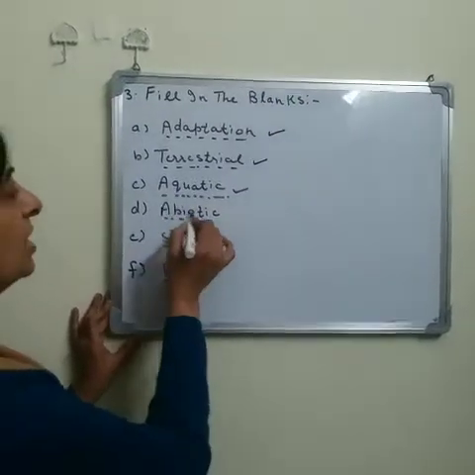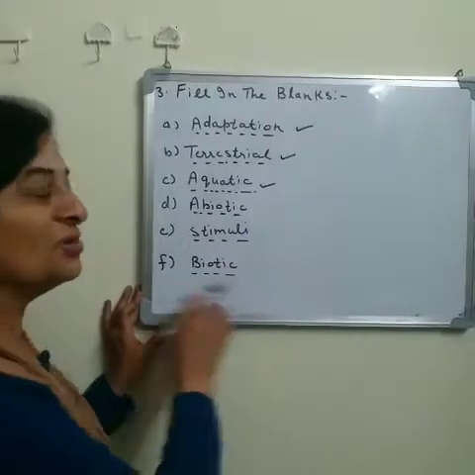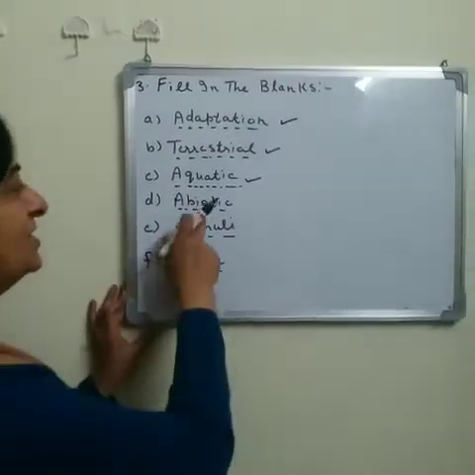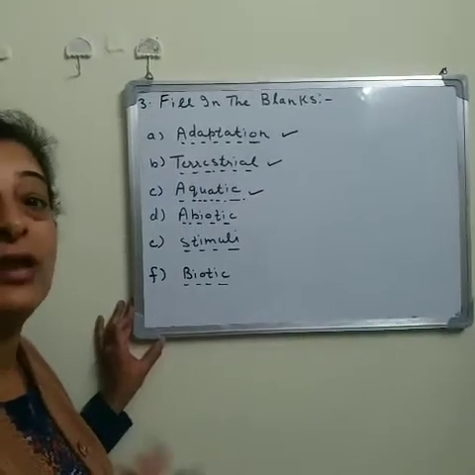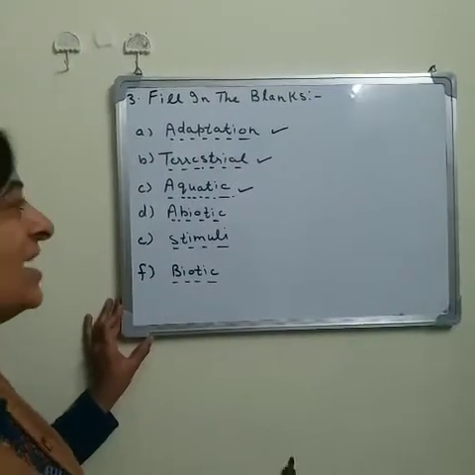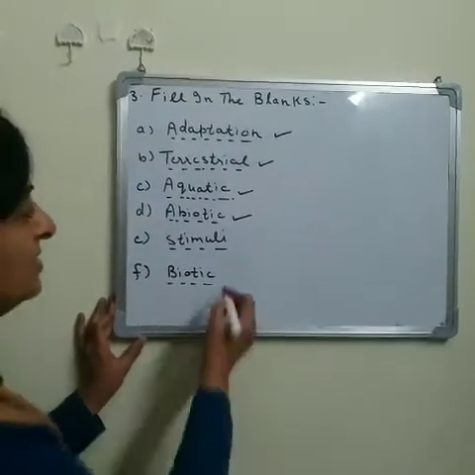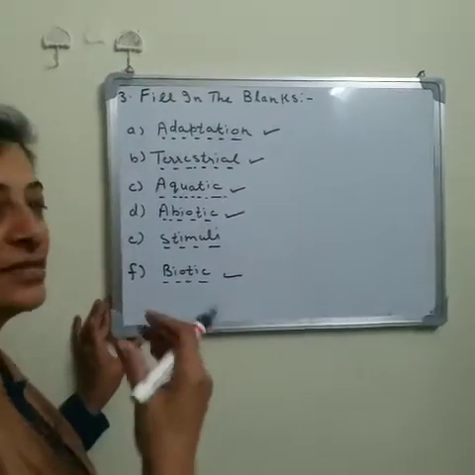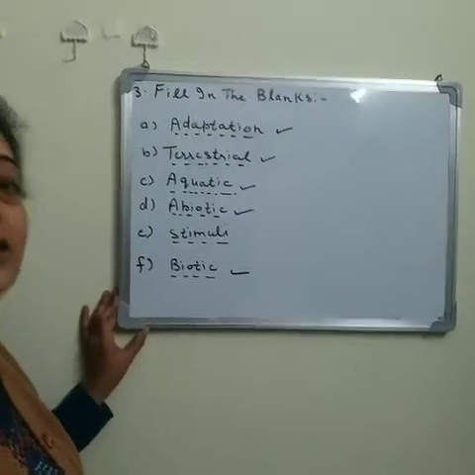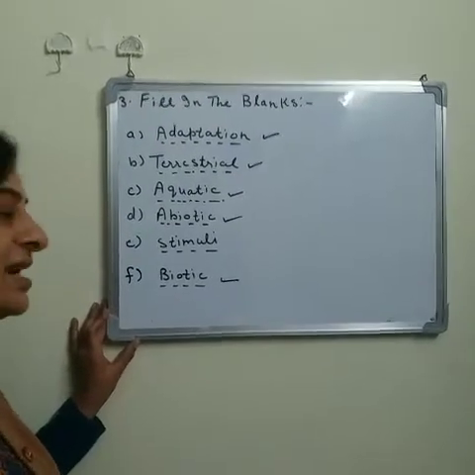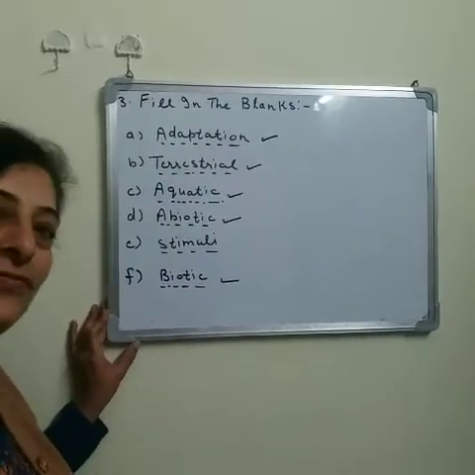Now, if we talk about the components of the environment, as you know, there are two components. Your next fill up is related to that. The abiotic components means your soil, water, air. Those are the abiotic components of an environment. And living organisms like plants, animals, microorganisms, birds, insects are the biotic components of an environment.